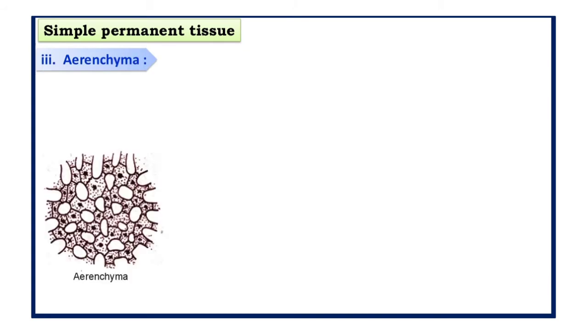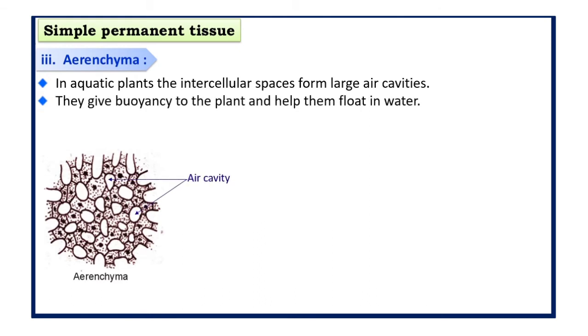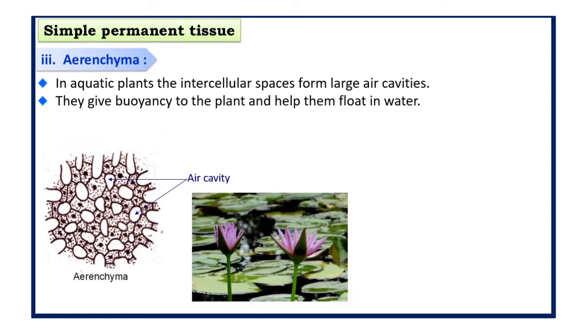Now we know that in parenchyma, the third type is the aerenchyma, in simple permanent tissue. Now what happens in certain aquatic plants, there are intercellular spaces in the stem, because of which a large cavity is formed. Because of this cavity, the stem is very light in weight, so it gives buoyancy, that is the capacity to float, to the plant, and because of which the plants are very light and they can float. The parenchyma of the stems and roots of these plants also store nutrients and water.